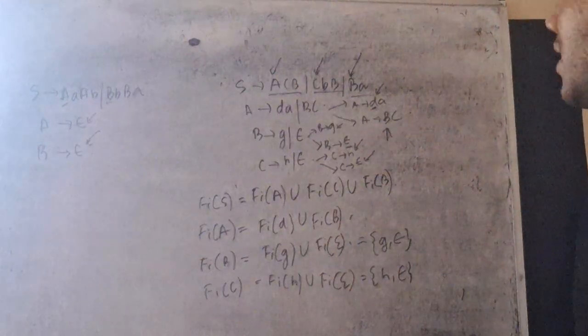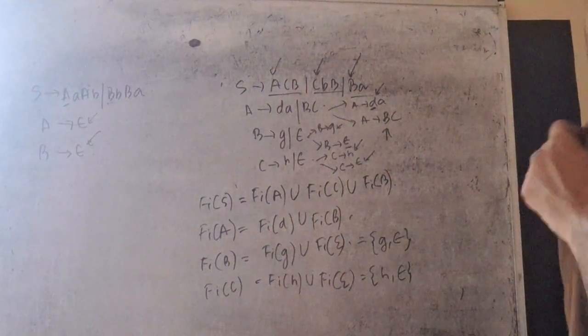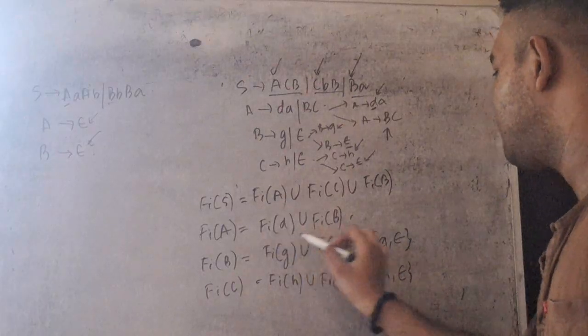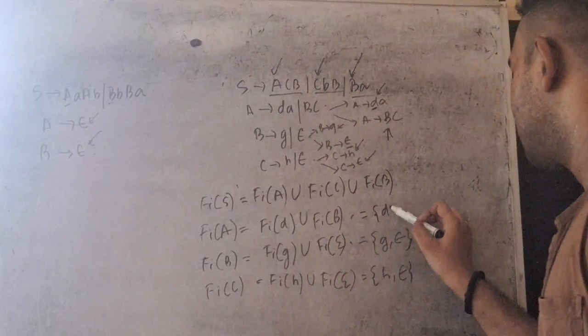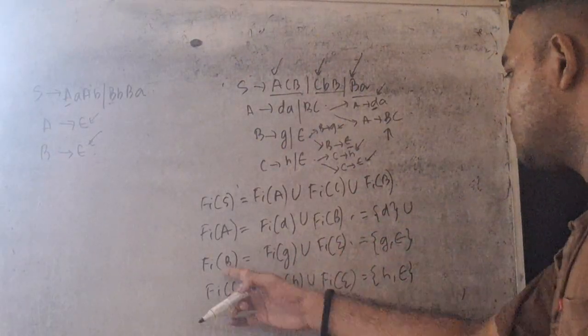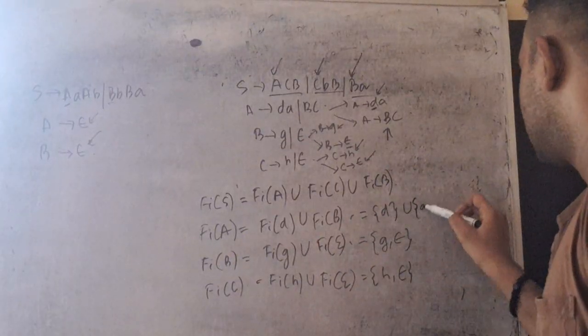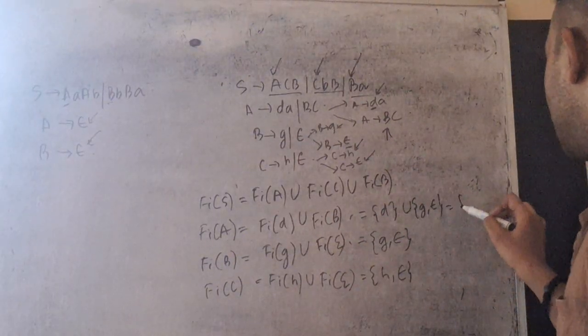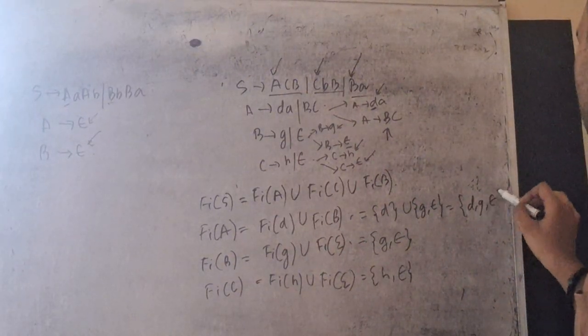Okay. Now I will be calculating the first of A. So it will be first of D. First of D is nothing but D union first of B. What is first of B? It is G and null. So finally it will be D, G, null.